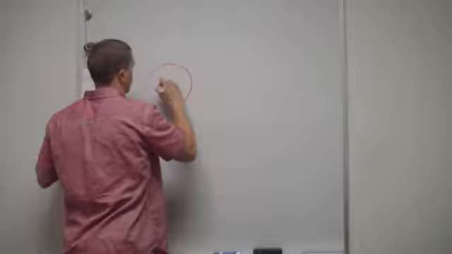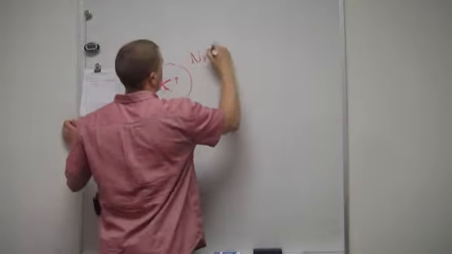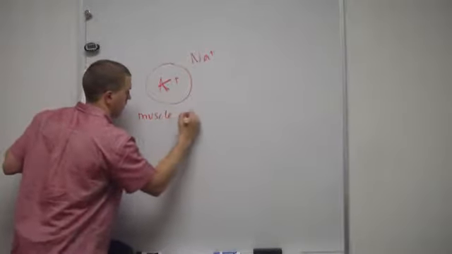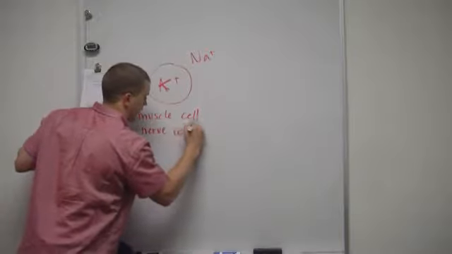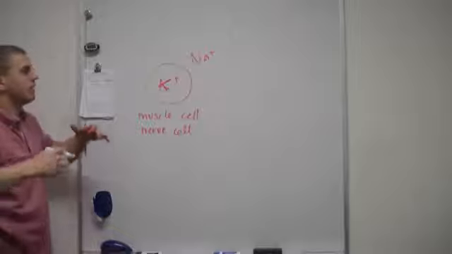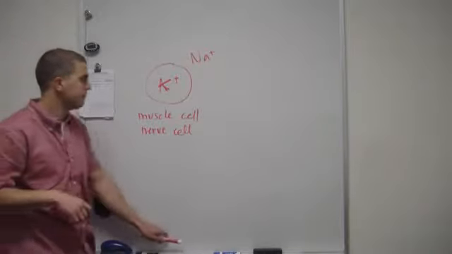Why am I drawing sodium in the cell? The person is now dead. Okay, we're drawing this. We could be drawing a muscle cell, or we could be drawing a nerve cell. Okay, you follow me? So we draw this real simply, and this is how we are kind of looking at this cell.